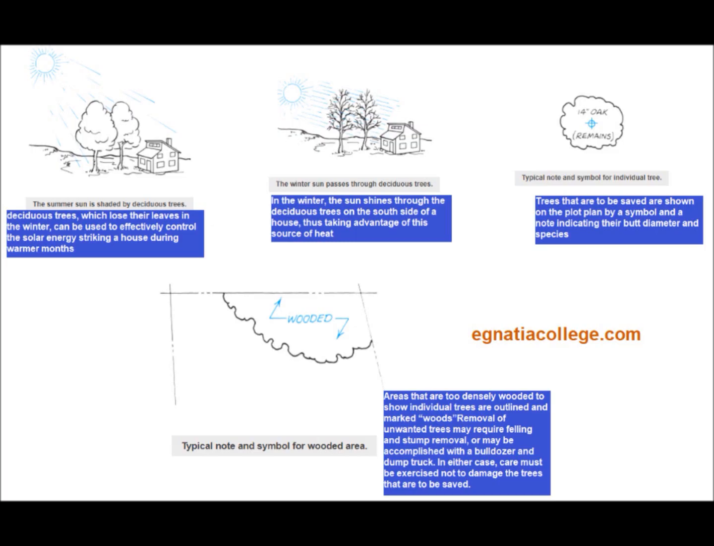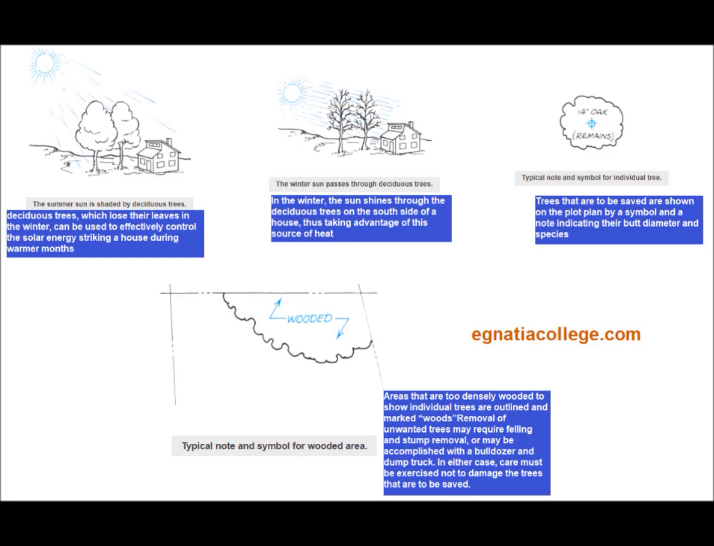energy conservation. Deciduous trees, which lose their leaves in the winter, can be used to effectively control the solar energy striking a house during warmer months where the trees shade the south side of the house. In the winter, the sun shines through the deciduous trees on the south side of a house, thus taking advantage of this source of heat.